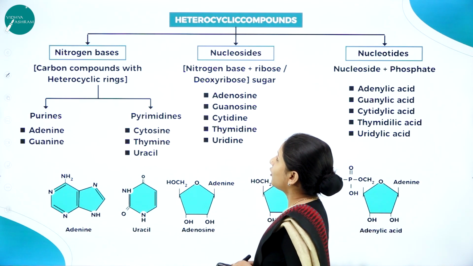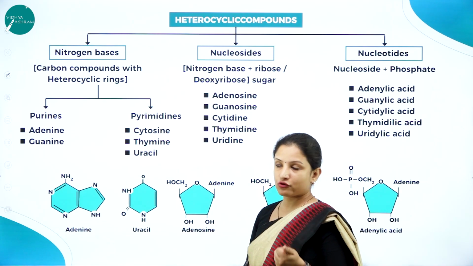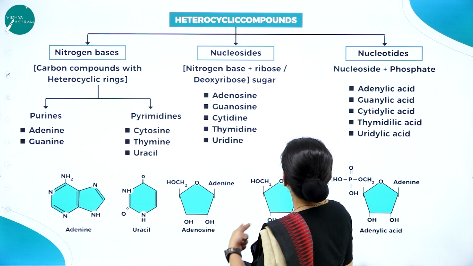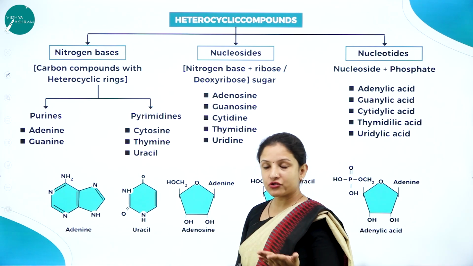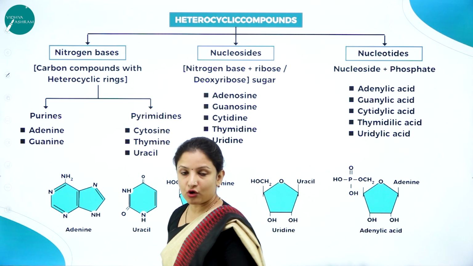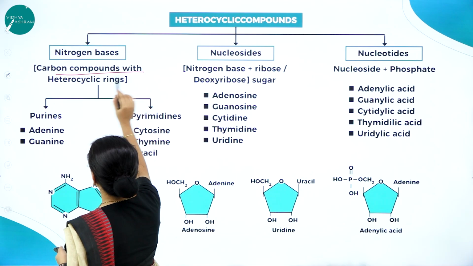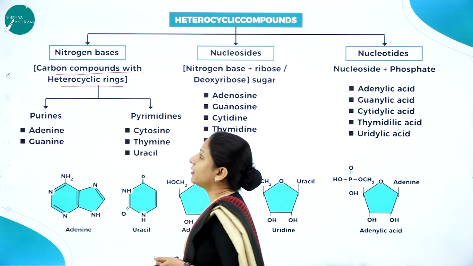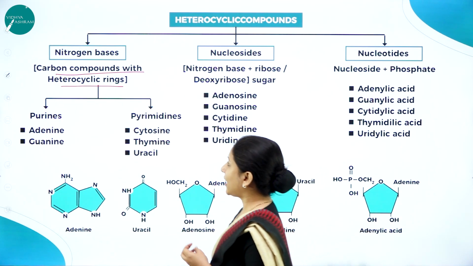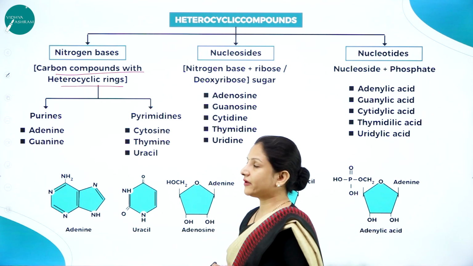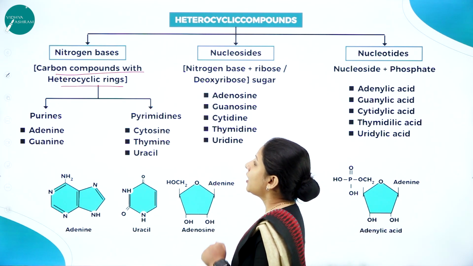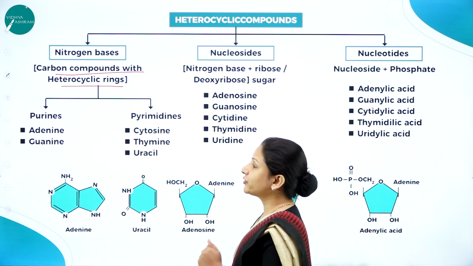Heterocyclic compounds means under this the nitrogenous bases, the nucleosides and the nucleotides will come. Nitrogenous bases are nothing but carbon compounds which have a heterocyclic ring, and they are again divided into purines and pyrimidines.